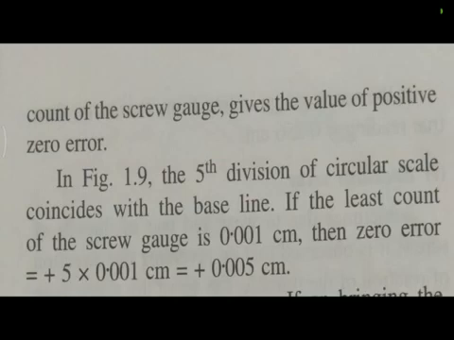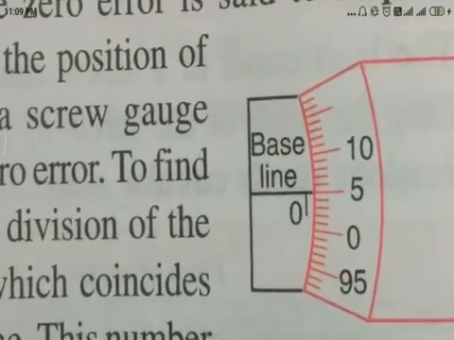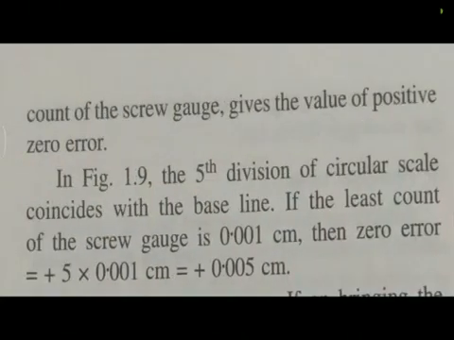As I said, generally we take the least count of screw gauge as 0.001 centimeter, right? And the coinciding division in this diagram is 5, right? So what will be the error? It will be plus 5. Why plus? Because it is positive zero error. So 5 into 0.001 centimeter becomes plus 0.005 centimeter, right? So we have calculated the zero error. Whatever value we calculate, you need to subtract the error from it. So we have done the positive zero error.